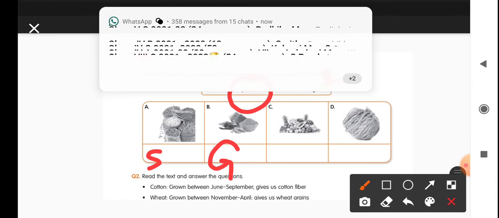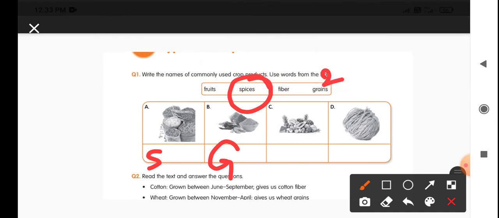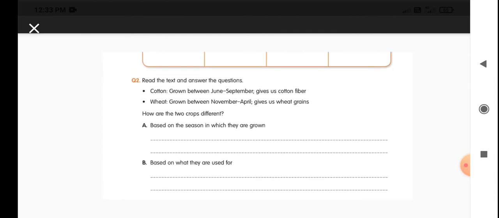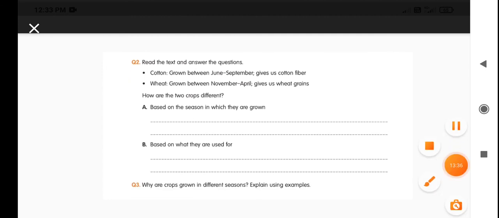And the next picture you see, these are horticultural crops. They are giving us fruits. And the last one, fiber. We are getting cotton fiber, jute fiber and all from some crops. They are known as fibers. Okay, children, you write complete answers and choose the answers from the help box. And when you go to the next question, read the text and answer the questions.